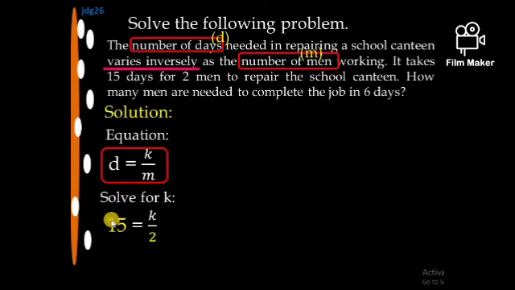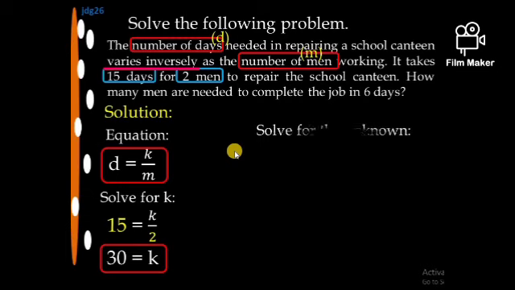Saan galing yung 15? Okay, so, D, palitan natin ng 15. Dun sa 15 days. At yung M, palitan natin ng 2. Galing naman siya dun sa 2 men. And then, multiply the whole equation by 2. So, 15 times 2 is 30. So, we have the value of K, which is 30.